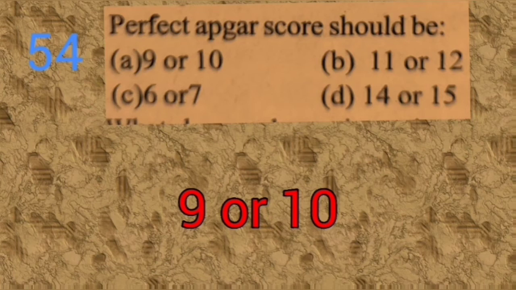Perfect Apgar score should be options A, 9 or 10, B, 11 or 12, C, 6 or 7, D, 14 or 15. Perfect Apgar score should be 9 or 10. Option A is right.